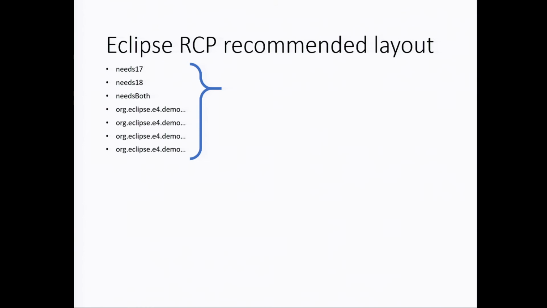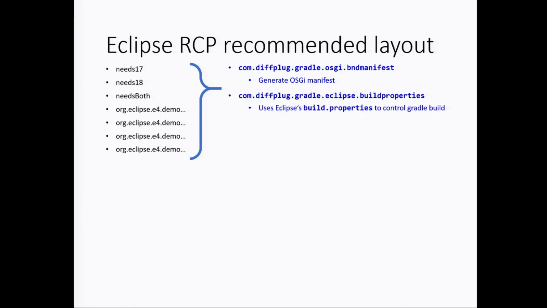Now we'll kind of recap tying all these plugins together. So if you're going to build an Eclipse RCP application, these are all the plugins in our RCP application that we'd like to build. For each of these plugins, we would recommend using this OSGi.bndmanifest plugin, which generates the OSGi manifest and metadata.